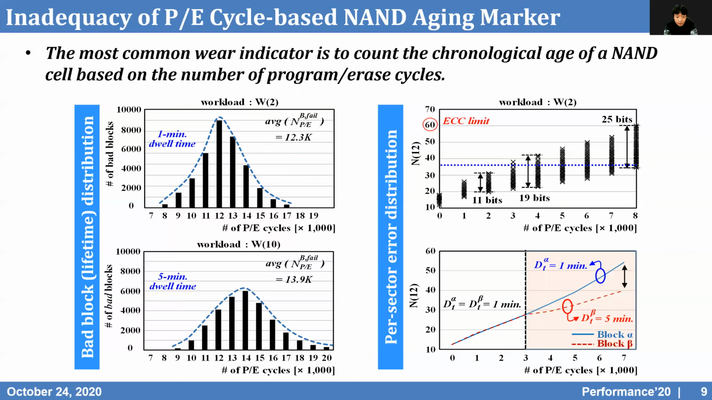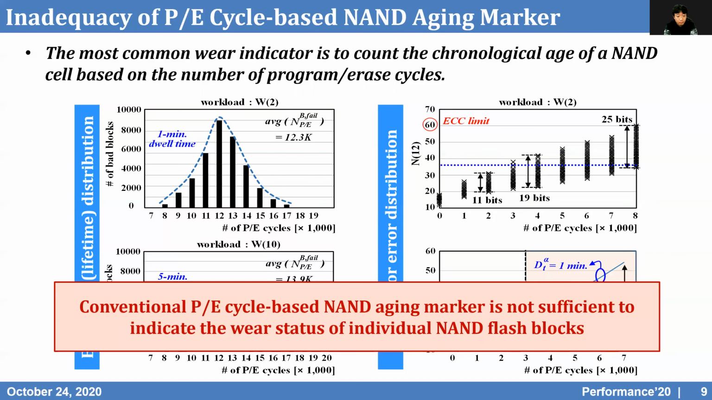Furthermore, the P/E cycle-based NAND aging marker cannot reflect I/O workload characteristics such as dwell time. Dwell time is defined as the interval time between consecutive erase operations. Therefore, we can conclude that the conventional P/E cycle-based NAND aging marker is not sufficient to indicate the wear status of individual NAND blocks.